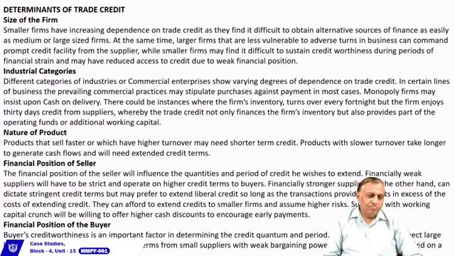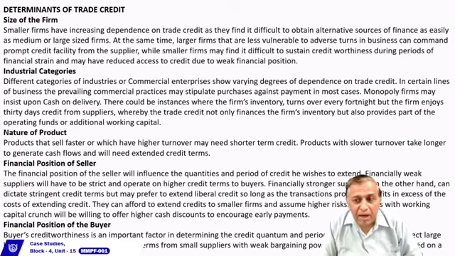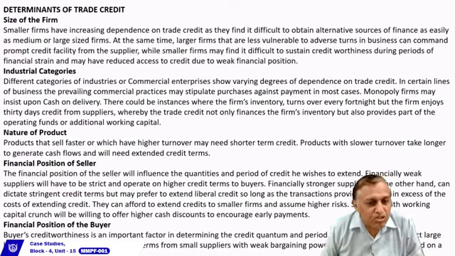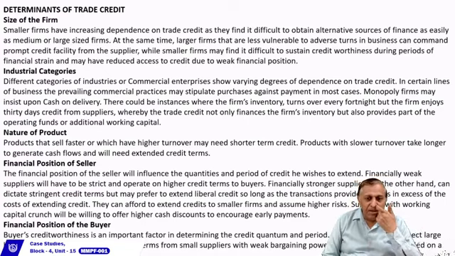Financial position of seller. If the seller is a medium-sized or large-sized firm, they can afford to give credit. But if not, small-time suppliers definitely need cash or they need to give shorter-term credit. The financial position of the seller will influence the quantity and period of credit he wishes to extend. Financially weak suppliers will have to be strict and operate on stricter credit terms for buyers. Financially stronger suppliers, on the other hand, can dictate stringent credit terms, but may prefer to extend liberal credit so long as the transaction provides benefit in excess of the cost of extending credit.